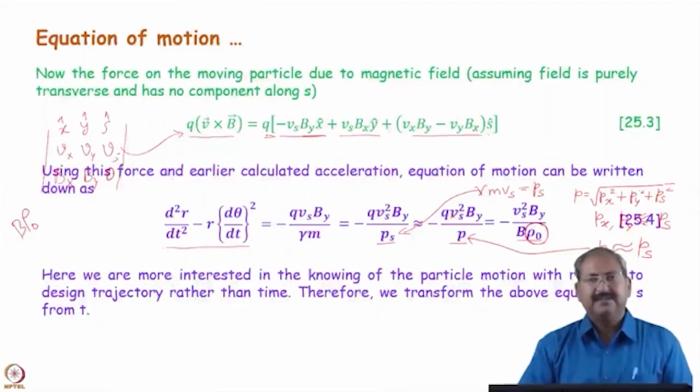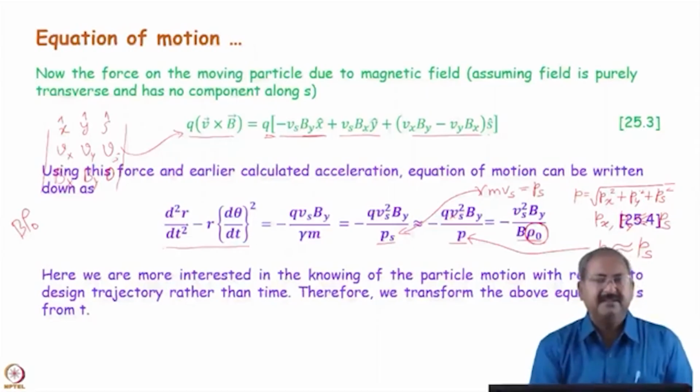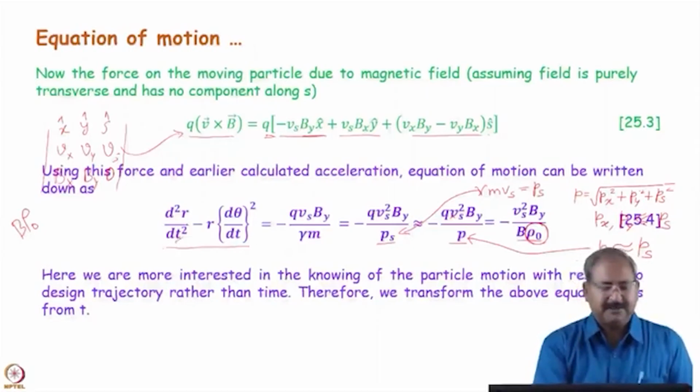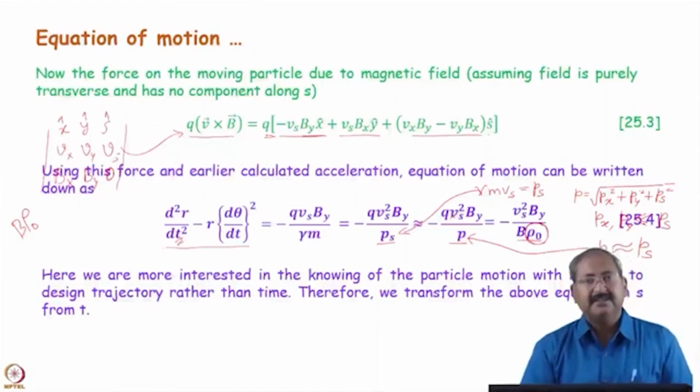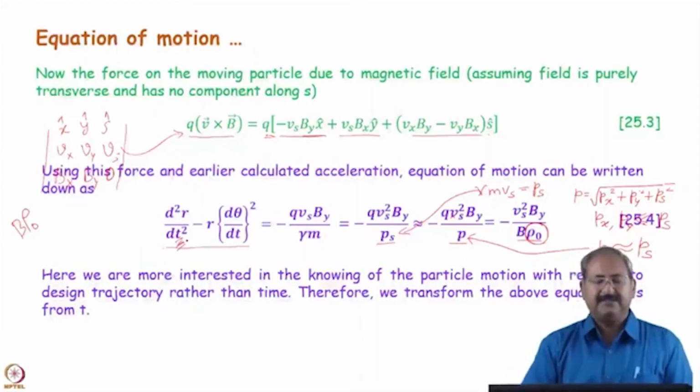However, we are not interested in the evolution of motion with respect to time. Rather, we are interested in knowing the particle's trajectory evolution with respect to s. That is, as the synchronous particle goes ahead, how the trajectories of the other particles evolve. So we are more interested in s rather than t. We have to convert this equation from t to s, meaning our independent variable will be s rather than t. So we transform this equation for that parameter.